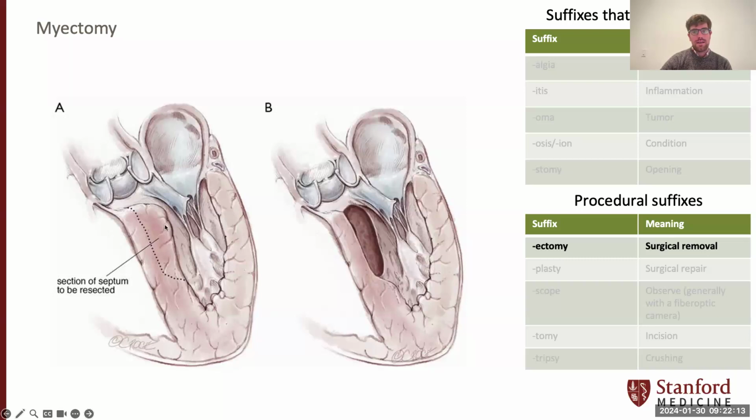And you can see that this is a condition called hypertrophic cardiomyopathy, where there's abnormal growth of the muscle in the heart. And that blocks the blood flow from the left ventricle to the aorta. And so what we'll do is we'll actually go in and we'll resect that septum, or we'll do an ablation procedure of that septum to reduce that muscle mass and allow for a better outflow tract into the aorta. So that's a myectomy.